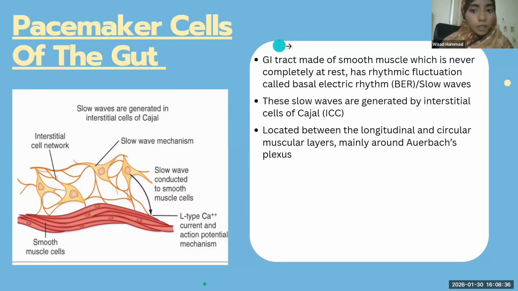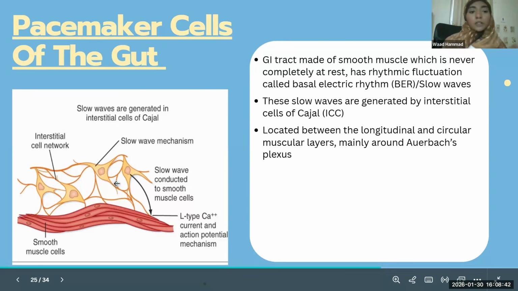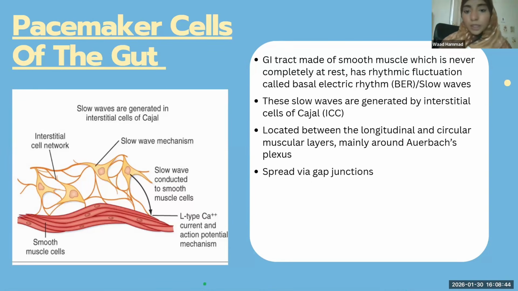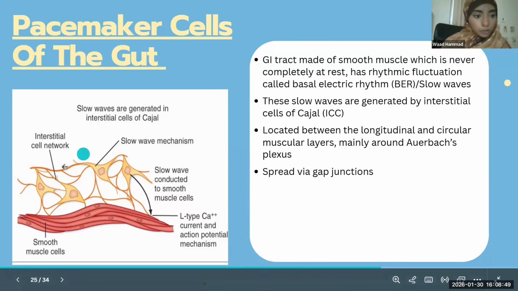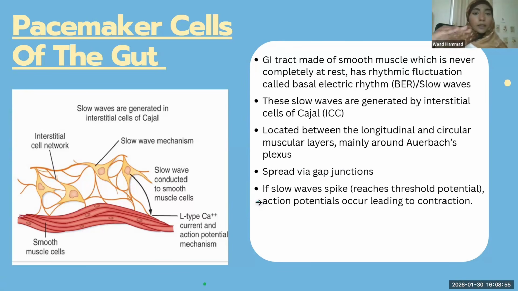So they are just in between the longitudinal and circular layers, and they cause the slow fluctuation and the waves to go through the stomach. They are spread through the gap junctions. There are gap junctions in between the interstitial cells in these areas, and the slow waves are spread through that. As I said before, the slow waves are just slowly fluctuating.